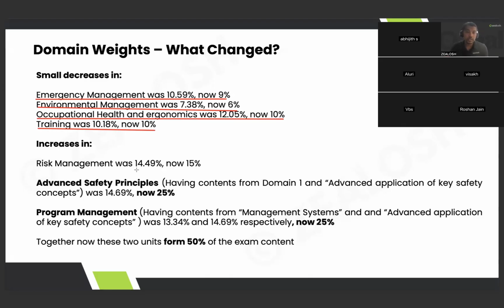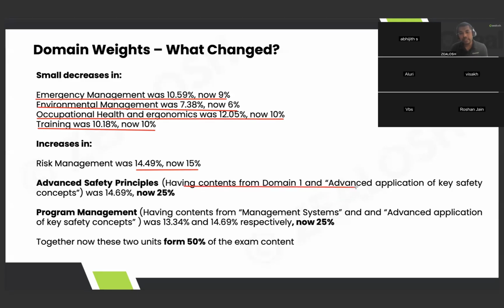There is a slight increase in risk management. 14.49 was there in domain 3, now it is 15%. But this is the key change that happened. What is the key change here? Advanced safety principles. That is domain number 1. So domain number 1 is advanced safety principles.